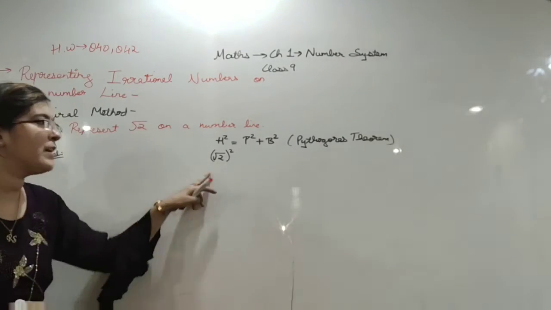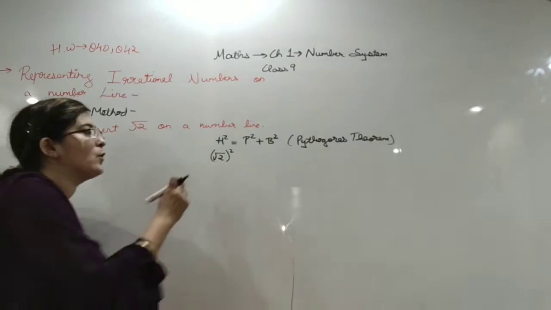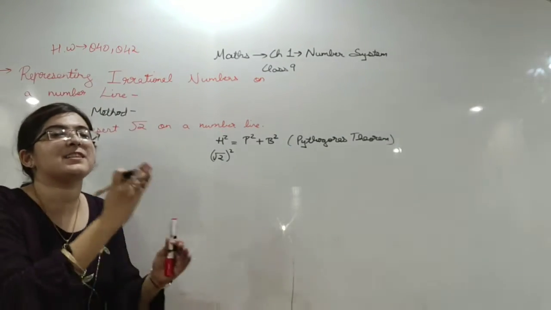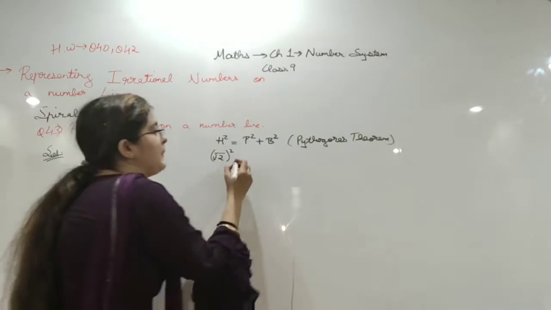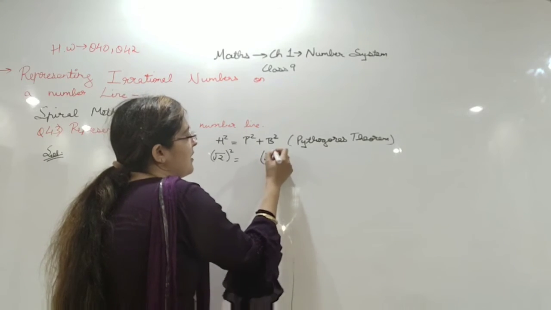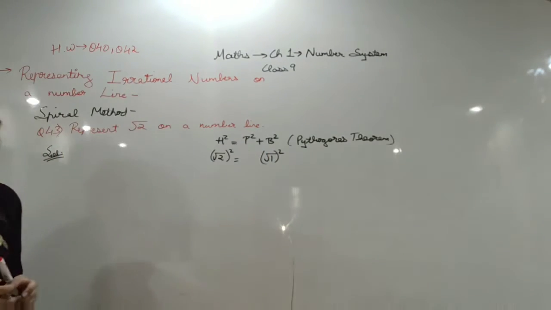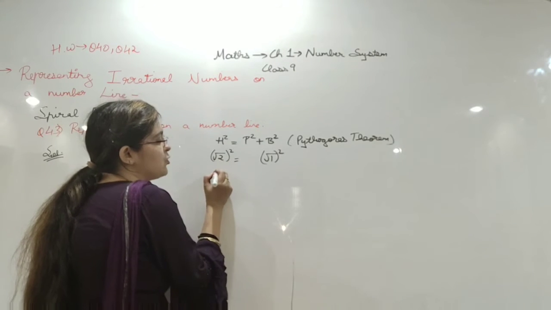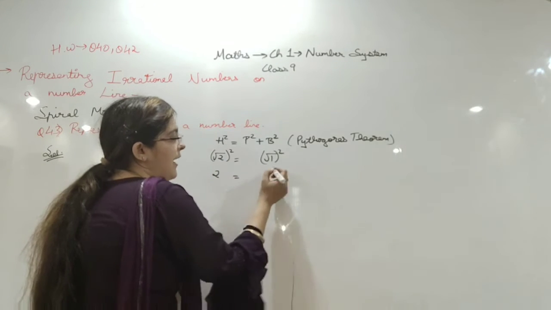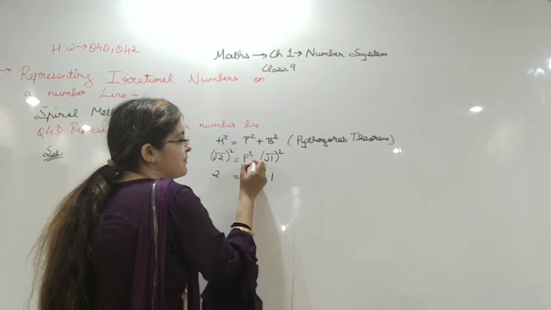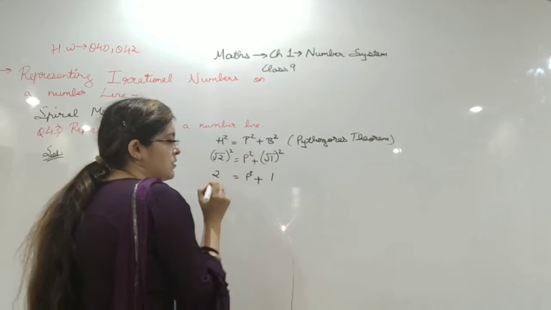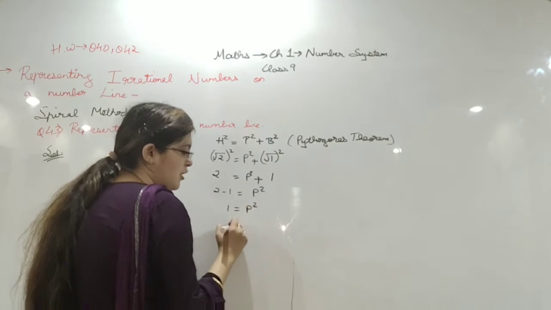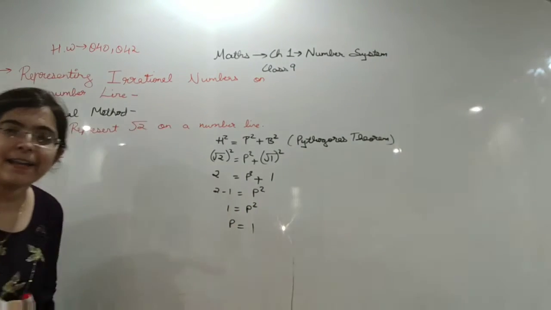It was root 2, so we have written root 2. Now the whole number is 2. 2 minus 1. The next smaller whole number will be written in the base. So now let's see what it will come. Root 2 square is 2 and root 1 square is 1. So what will it become? Your perpendicular square will come 1 and your perpendicular will also be 1.